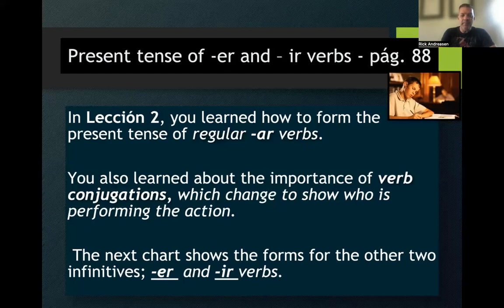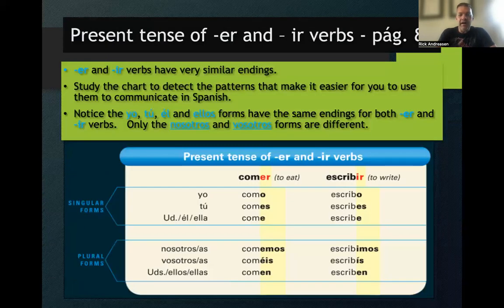So, excelente. Let's go. All right, so one great thing is that, first of all, ER and IR verbs are not nearly as common as AR verbs. AR is the biggest category of verbs, and the conjugations are very, very similar between ER and IR verbs. So you have here, for example, the different forms, and you can see that the ending for the yo form, the first person singular in both, is just the letter O, just like in the AR verbs. So yo como, yo escribo.